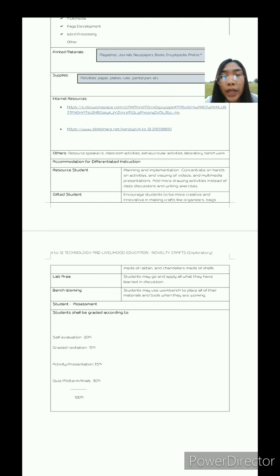Next, we have accommodation for differentiated instruction: resource student, gifted student, lab area, and bench working. For the last part, we have student assessment. Students shall be graded according to their self-evaluation, graded recitation, activity presentation, and of course their quiz, midterm, or finals.